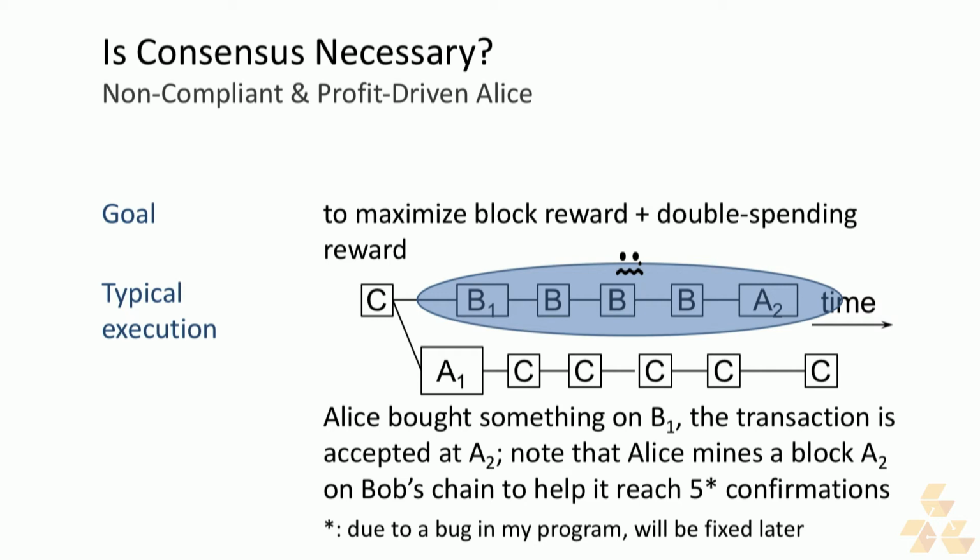Note that in this example, Alice mined a block that is eventually orphaned to help it reach 5 confirmations. I know it's supposed to be 6. It's because of a bug in my program. I will fix it later.